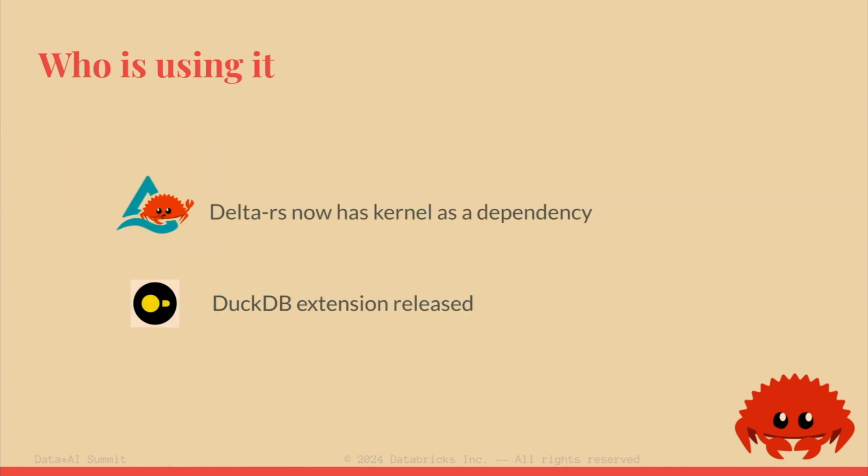Where are we right now? For those of you who know about Delta RS, the very cool Rust implementation of reading and writing Delta, they've started to take Delta kernel as a dependency. People are involved in the project, and they are just dipping their toes in at this point, but are planning to do further migrations and have the kernel be at the core of Delta RS.